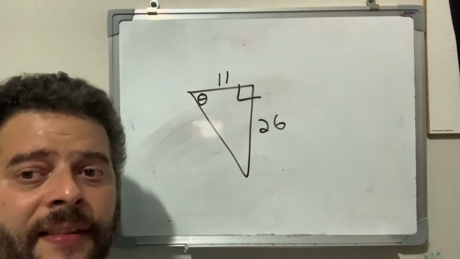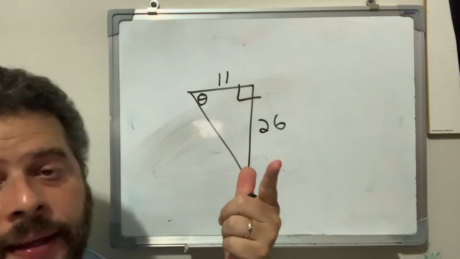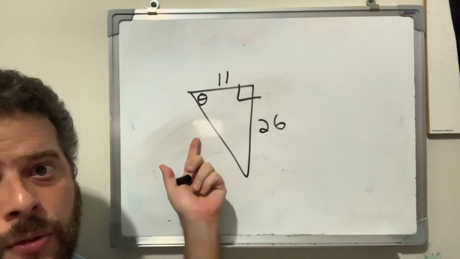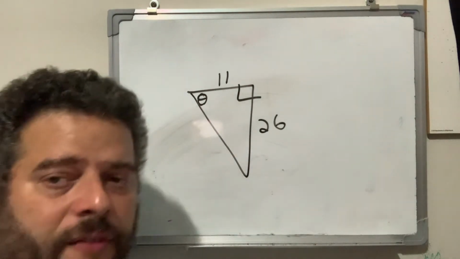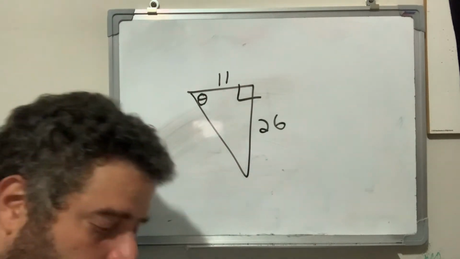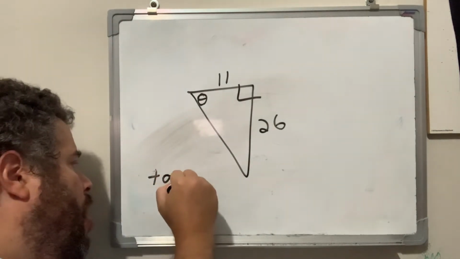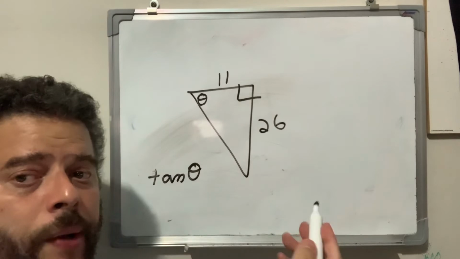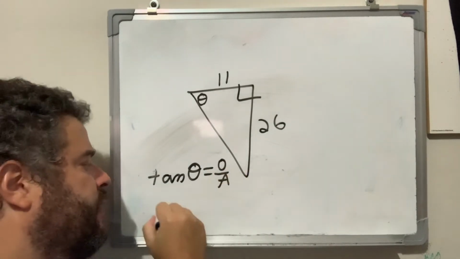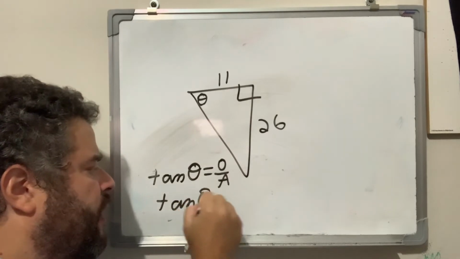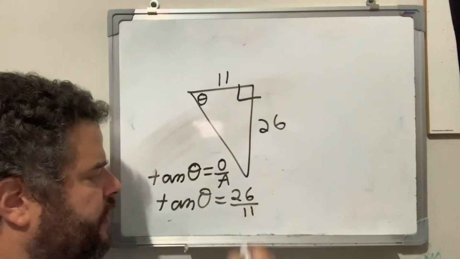So I have to find the identities that use adjacent and opposite. I cannot use one that has hypotenuse because I'm not given the hypotenuse. So in this case, I could use tangent or cotangent. In the book, they use tangent. Tangent of an unknown angle, tangent of theta, is opposite over adjacent. Tangent theta equals opposite over adjacent.